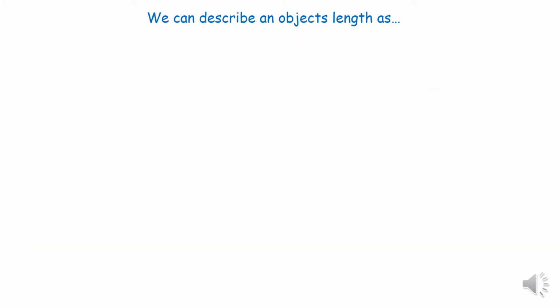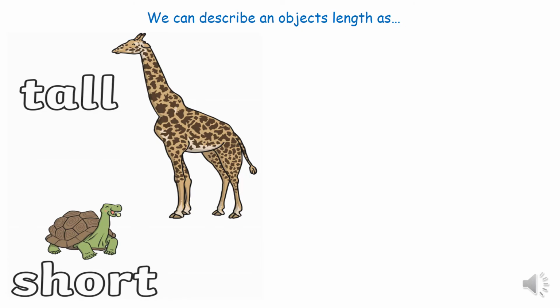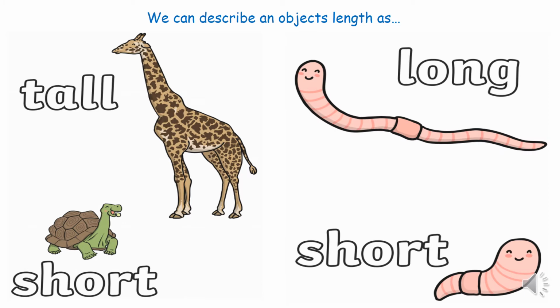When we describe objects' lengths, we can use adjectives to describe them. We could use the words tall and short. So the giraffe is tall and the tortoise is short. We could also use the words long and short, because the first worm is very long and the second worm is short.